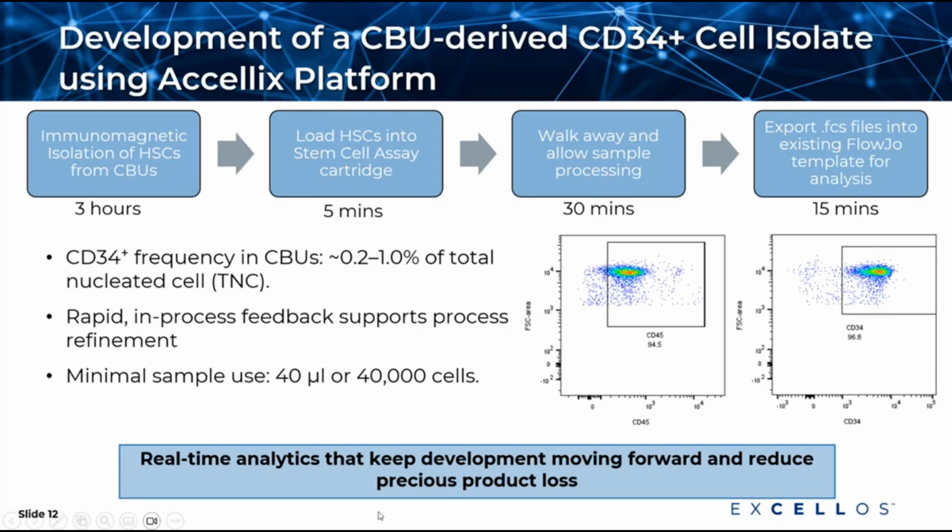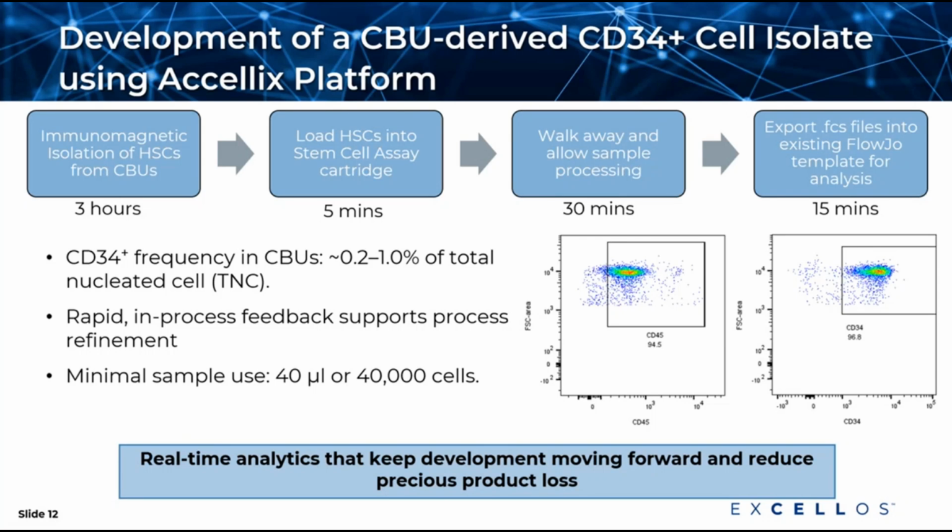As shown here, this is just demonstrative data where we're meeting our CD45 plus lower limit of 90%, and we're achieving 94.5% positive cells. And of those, we get 96.8% positive CD34 cells. So it's rapid feedback that aids in development.